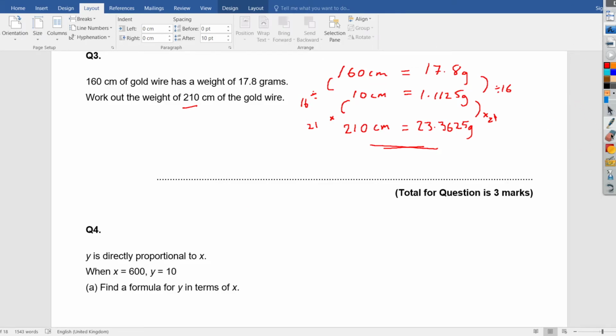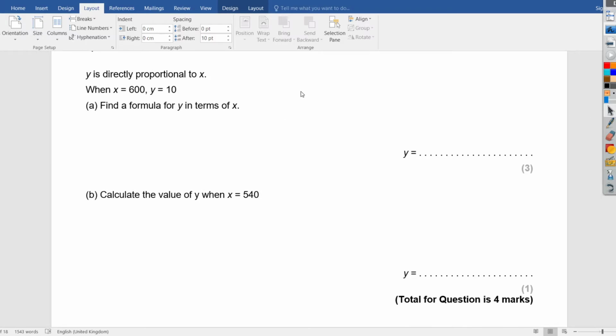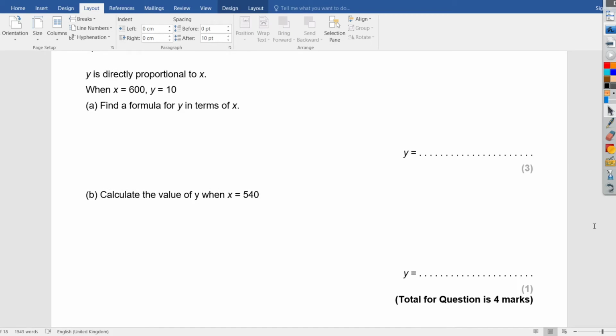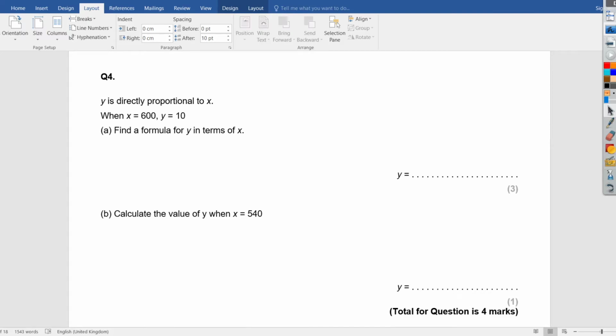Nice free marker there. So let's clear this, scroll down, we have another question, direct proportional question. Let's just make this a bit smaller. Okay, make it slightly smaller. There we go. Okay, let's have a quick read, and then if you want to pause it, and then play it when you are comfortable. So first thing first, y is directly proportional to x.